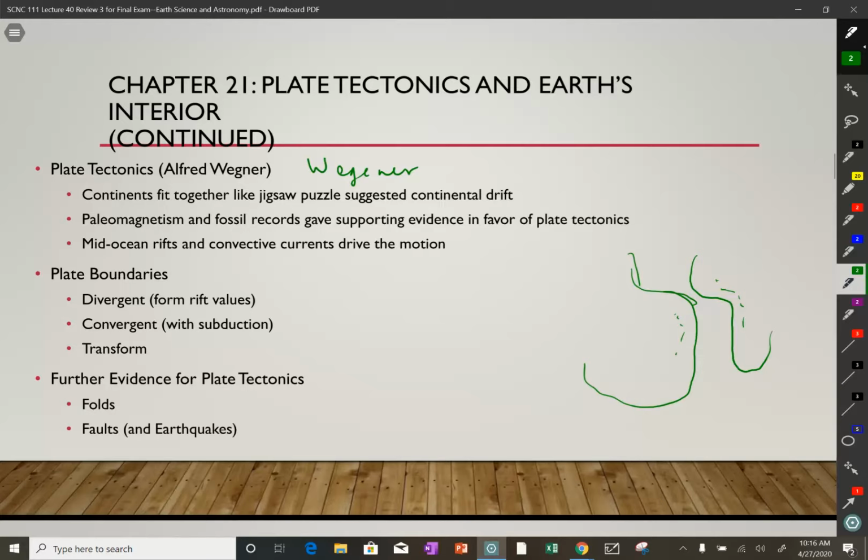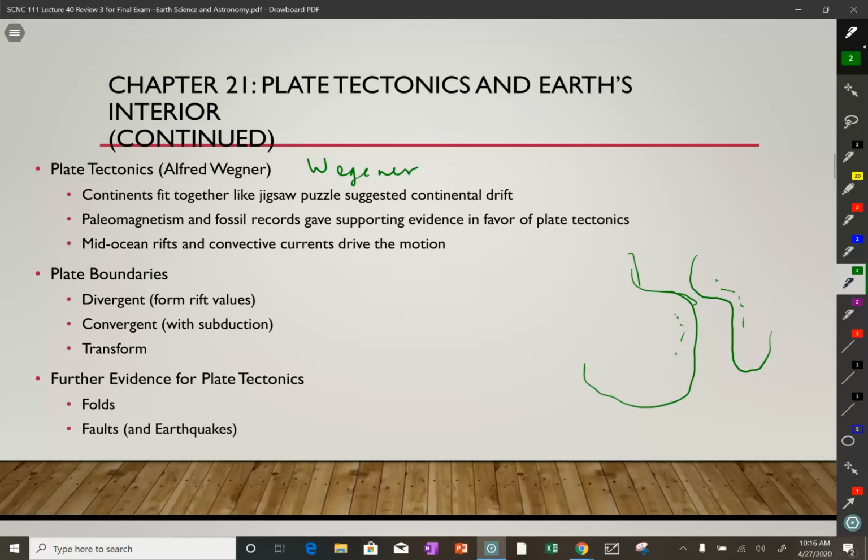And looking at paleomagnetism, that is looking at magnetic fields that are stored in the rock, frozen in rock from when it solidified, and fossil records, there is strong support for this plate tectonics. So we believe that that's what actually happened.